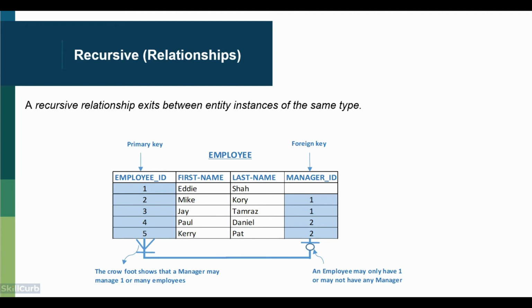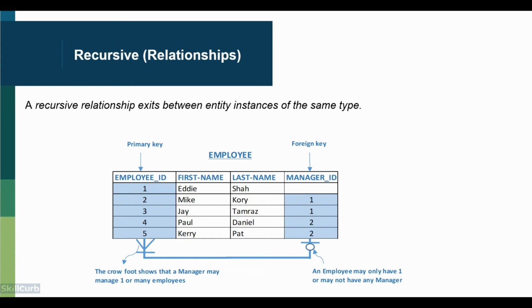If you look at the tail end of the relationship, it's a crow's foot saying many and at least one. An employee can be managed by one manager, or in some cases may not have a manager at all. So that's the other side of the relationship, and that's why you see employee 1 not having any manager ID. If we look at Mike and Jay, employee 2 and 3, they are being managed by Eddie, who has an employee ID of 1. And nobody's managing Eddie. He's a top level employee, and that's why you see manager ID has no information.